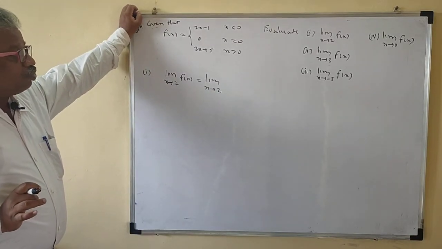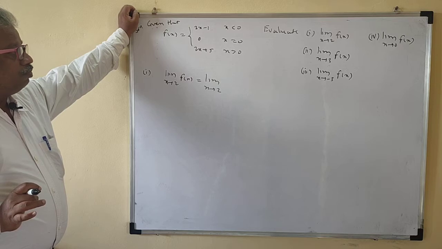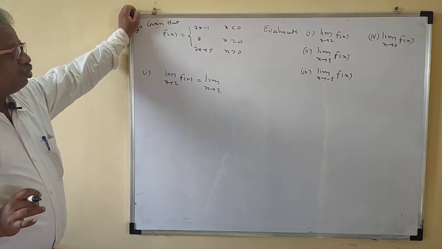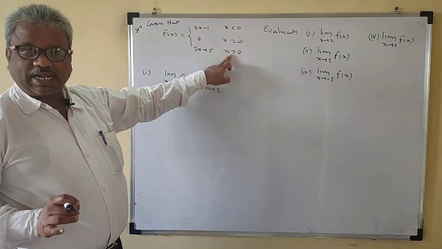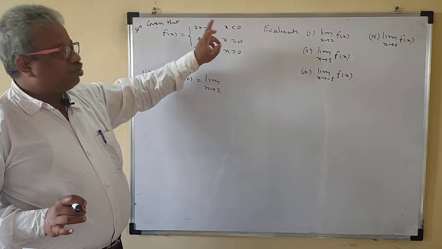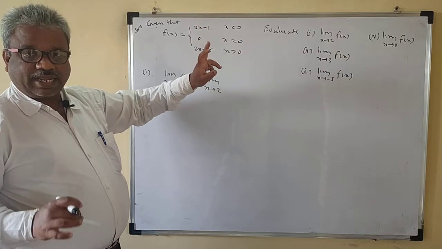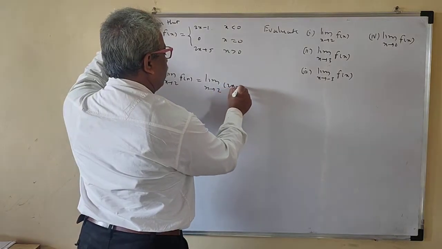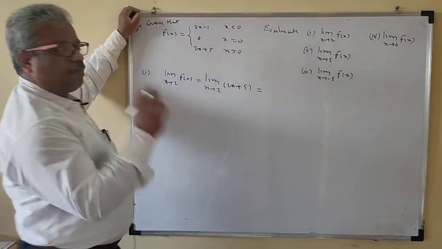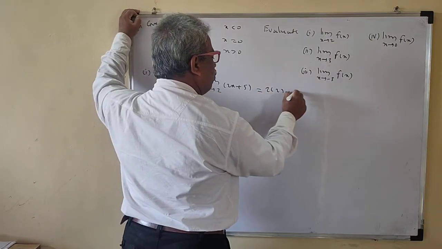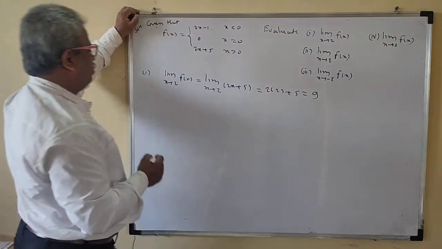Your x tends to 2, means x takes the value 2. Here x is greater than 0 in one piece, and here x is less than 0. So 2 is not less than 0, 2 is greater than 0. So the value of the function is twice x plus 5, which is 2 into 2 plus 5. So this is 9.